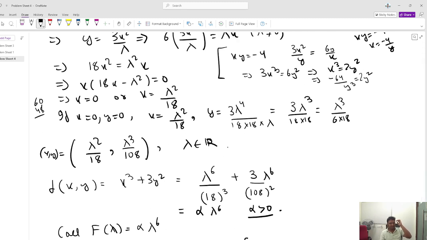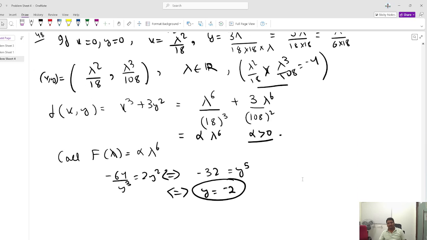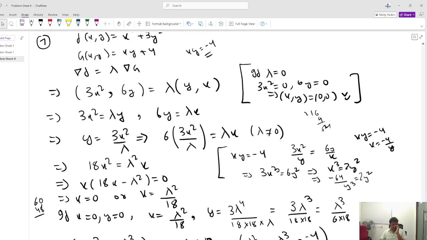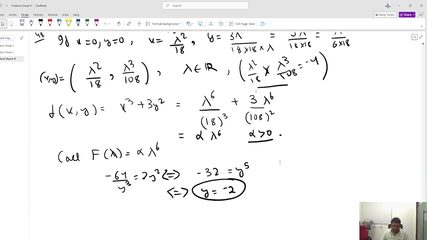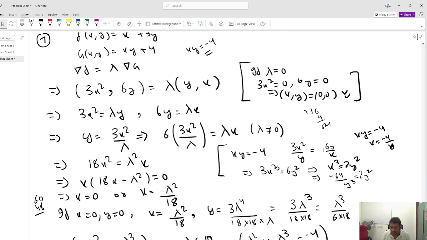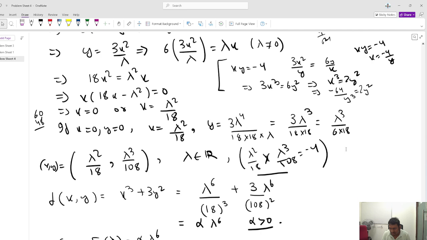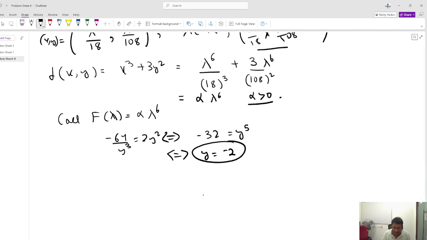And for this lambda, whenever this point put into this thing is equal to minus 4, there also you can find the value of lambda. So one or the other way you can do. So what is this? y equal to minus 2. And when y is equal to minus 2, then you can figure out what is your x. So x cube is 2 into y square.